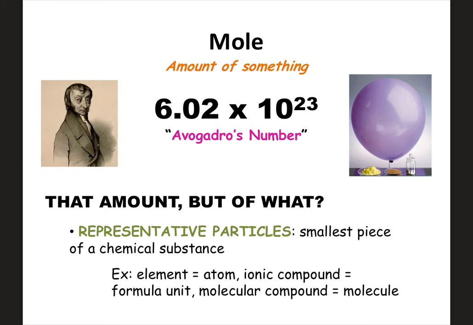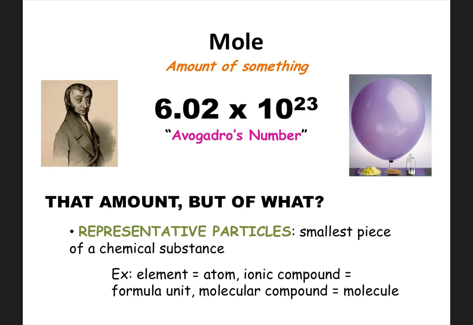But what is that of? Is it 6.02 times 10 to the 23rd donuts? Is it 6.02 times 10 to the 23rd pieces of paper? No, it's what we call representative particles. It's the smallest piece of the chemical substance you're looking at. So if we're talking about a mole of an element, the smallest piece of an element is an atom. So if you had 1 mole of any element, you'd have 6.02 times 10 to the 23rd atoms of that element. Well, what if you're looking at an ionic compound?